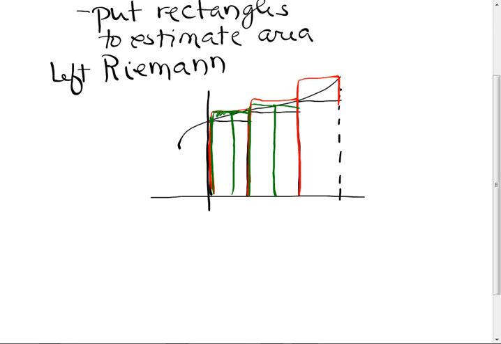Some people say, well, isn't it just the average of the left and the right? I don't know. I never thought about it that way. I'd have to prove it to believe it, to tell you the truth. It looks like that might be the case, but I'm not sure. So the red is the right Riemann sum, and the green is the midpoint.